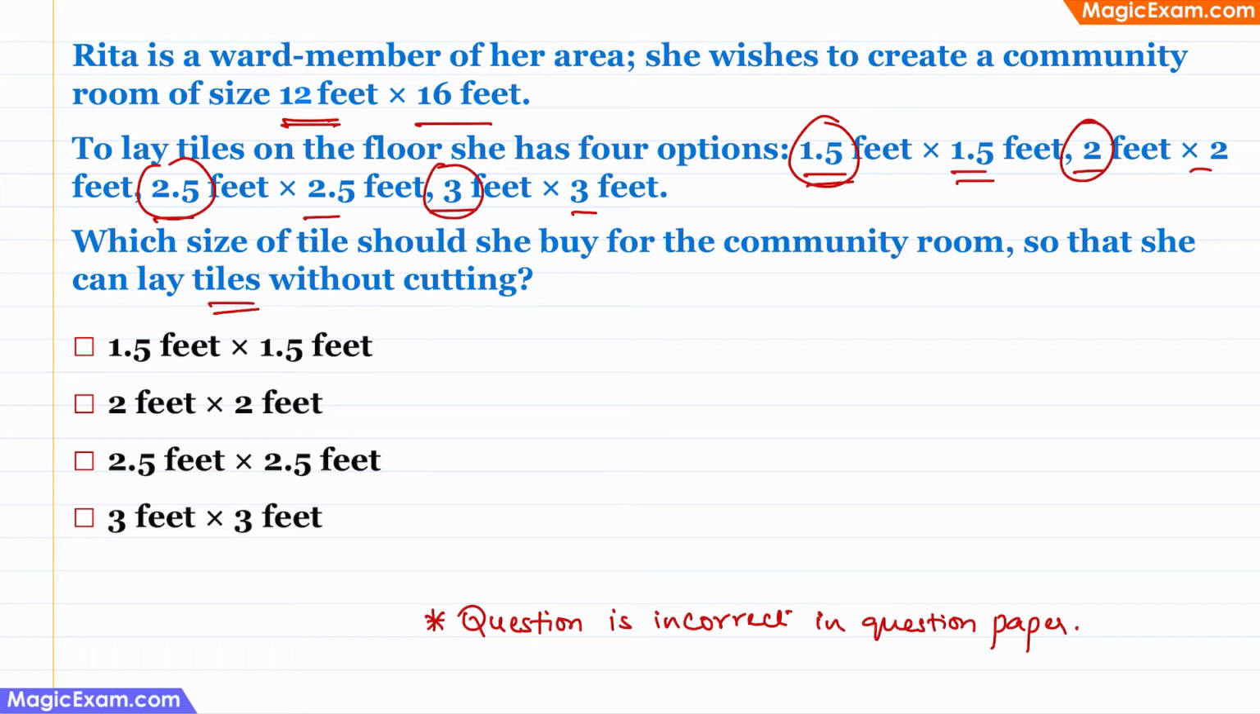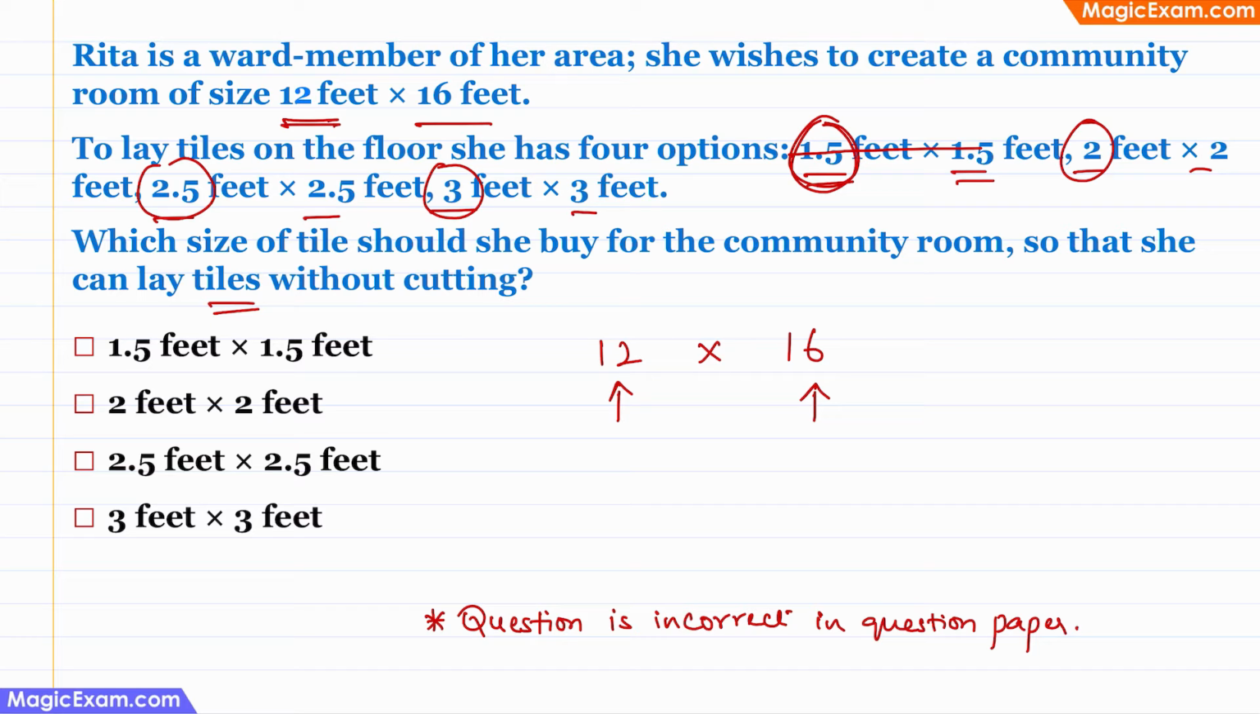So here we know that the room is 12 feet into 16 feet. So if we use 1.5 into 1.5 tile, 1.5 will divide 12 properly, but it will not divide 16 because we will get some remainder or decimal point. Therefore 1.5 into 1.5 feet tile will not work.